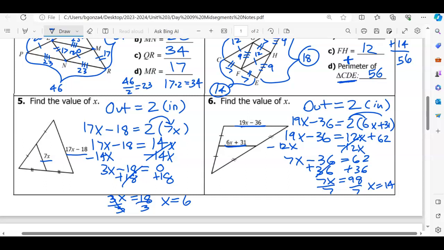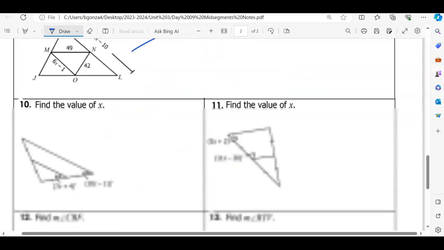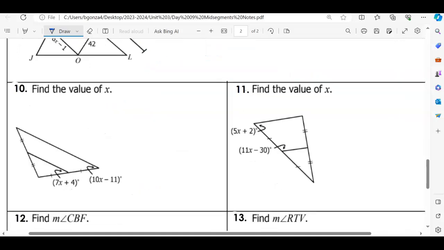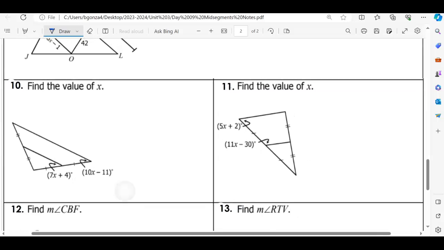All right. Hey, look over here. Number 7, 8, 9, skip. Okay, number 10, y'all ready? We ready. All right, number 10.